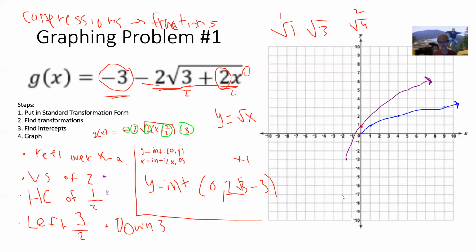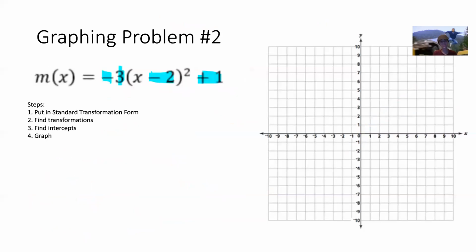Okay, so that one took a long time to do, so I'm not going to spend as much time on this one. But luckily for time's sake, this is already in standard transformation form. So I'll do the transformations, and I'm going to do it quick this time. So the negative means reflection over x.